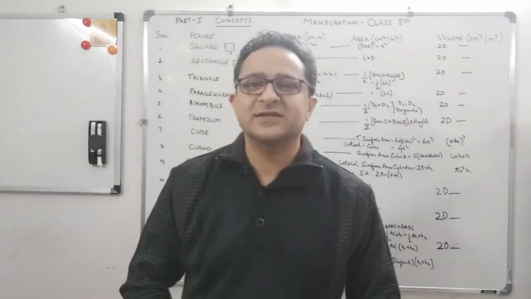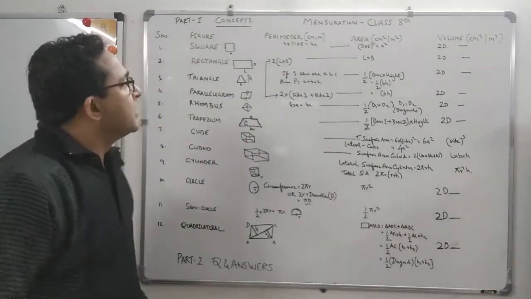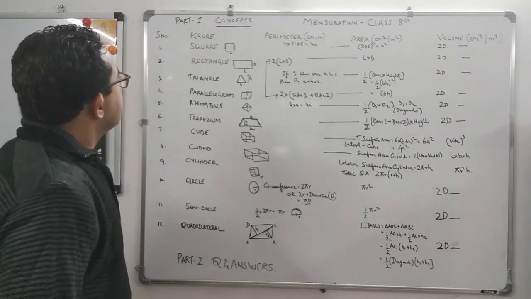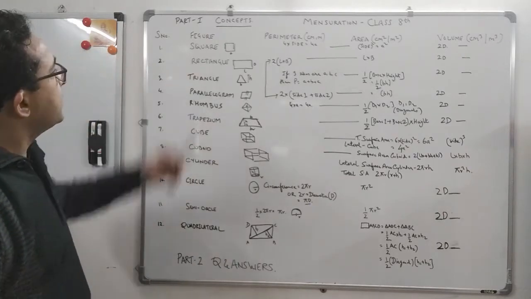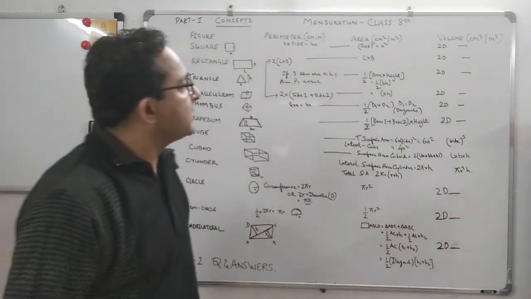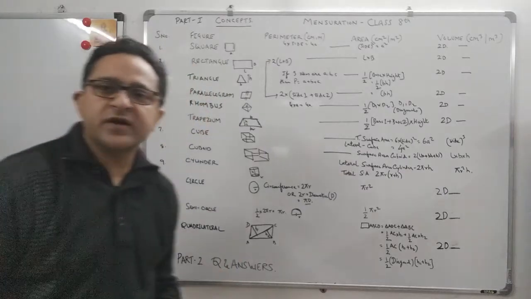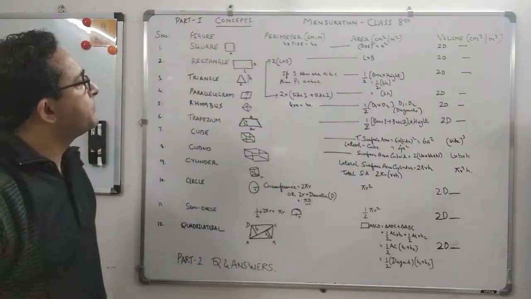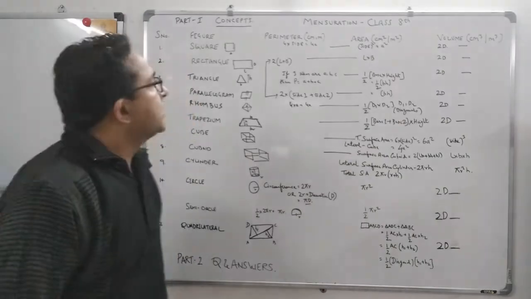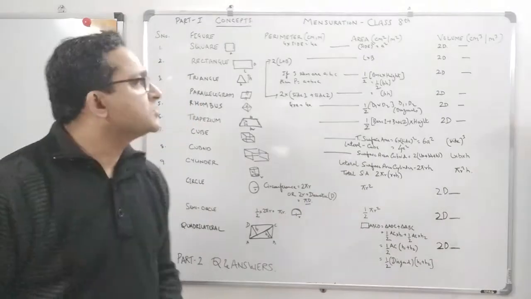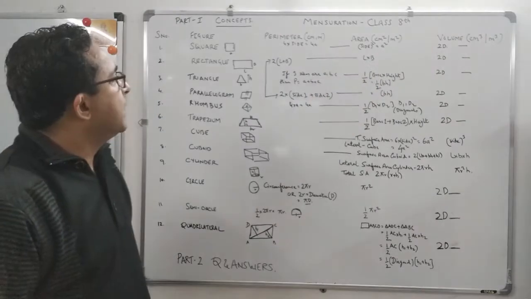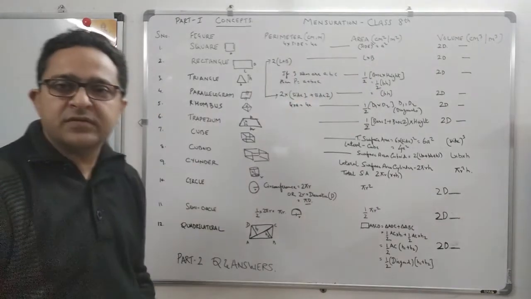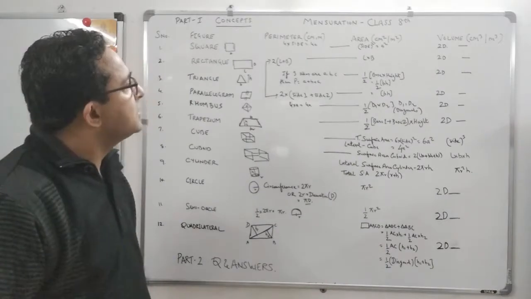Okay, so now let's get started. For mensuration, these are the basic things for class 8. Square: perimeter, area and volume. Basically it's a 2D figure. So for a square, perimeter is 4 into a, area is a square. Meter square or centimeter square, whatever unit is given, area is in square, and perimeter is in meters or centimeters. So basically this is the formula.